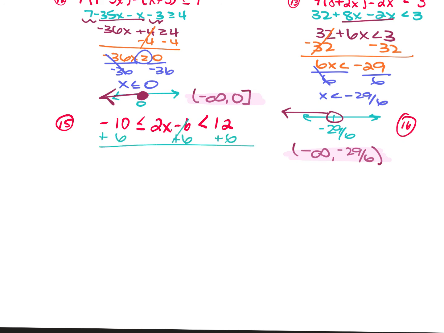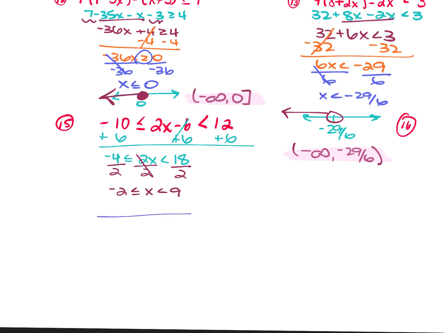The 6's cancel in the middle, and we're going to have negative 4 is less than or equal to 2x, which is less than 18. From here, divide every part by the 2 to just get x in the middle. So it's going to give us negative 2 is less than or equal to x, which is less than 9.